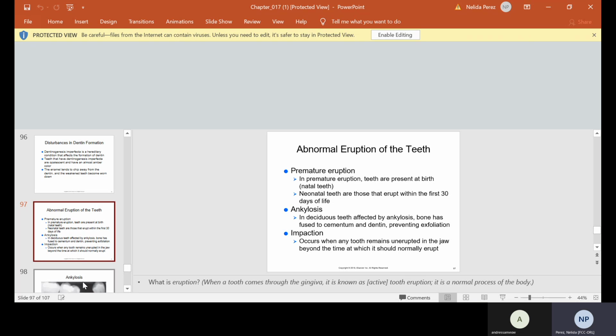Ankylosis: deciduous teeth affected by ankylosis. Bone has fused to cementum and dentin, preventing exfoliation. And then you have impaction, which occurs when any tooth remains unerupted in the jaw beyond the time at which it should normally erupt.